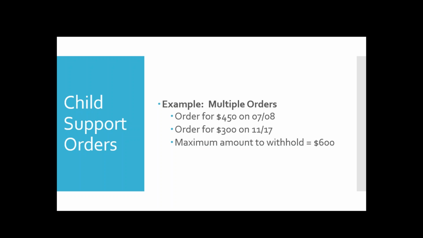In our example, we have 2 orders for one employee. The first order was for $450, and then the second order that we received a few months later was for $300. Now, the max that we can withhold on our employee, remember the Consumer Credit Protection Agency max is a 50 or 55 or 60 or 65%. For this employee, in our example, our max works out to be $600.